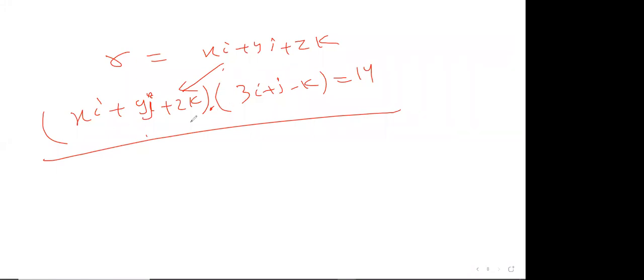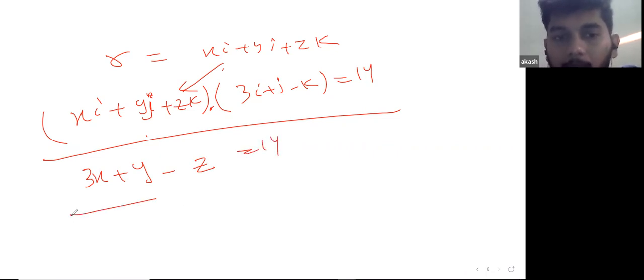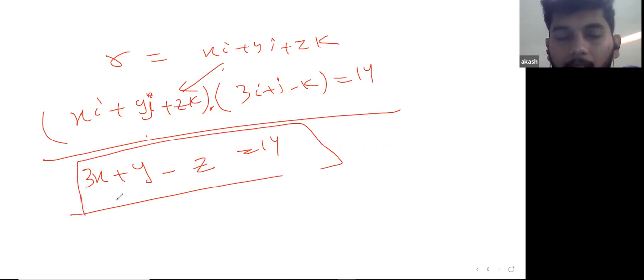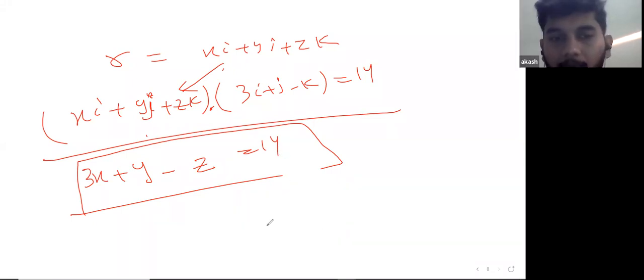Yes, sir. Now find the dot product here also. This is 3x plus y minus z equals 14, and this will be your equation of plane in Cartesian form. You can take this 14 to this side also, no issue. So this is how you find the equation of plane in Cartesian and scalar form.